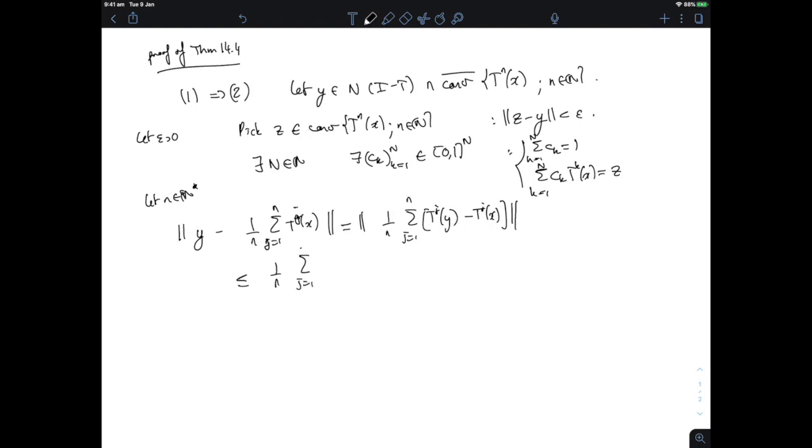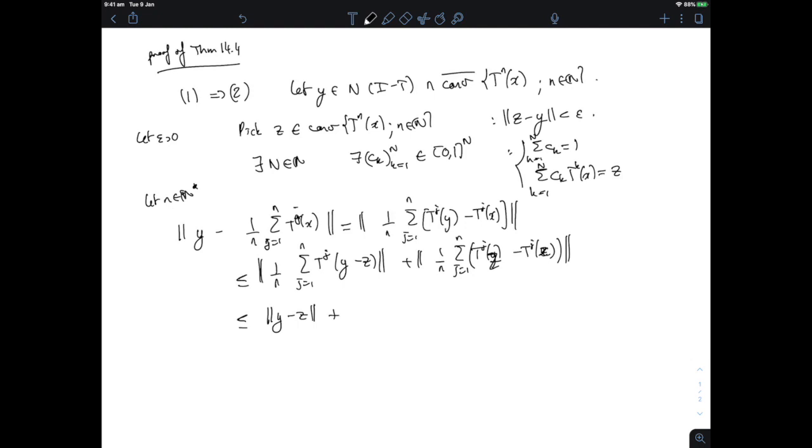So I'm going to get the norm of 1/n sum j equals 1 to n of T^j (y minus z) plus 1/n sum j equals 1 to n of (T^j z minus T^j x). Okay, so for the first one, I'm just going to use the triangle inequality again, and the fact that T has norm less than 1 as an operator, so this is smaller than the norm of y minus z.